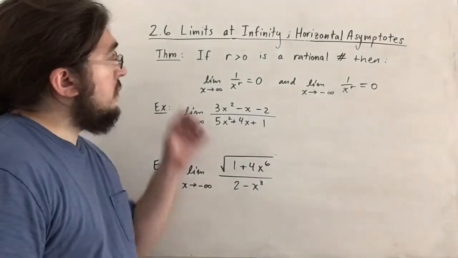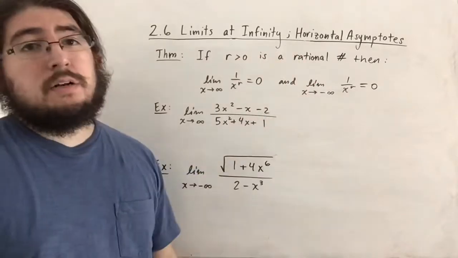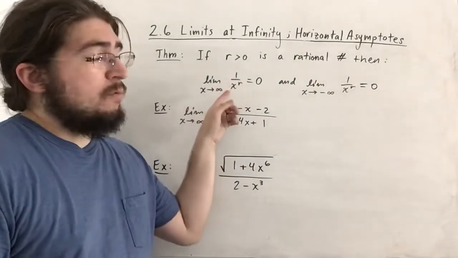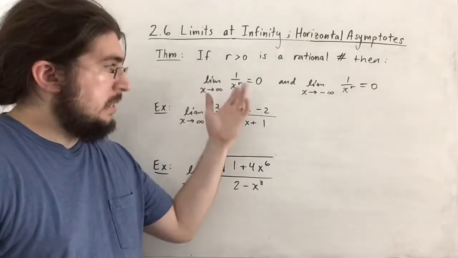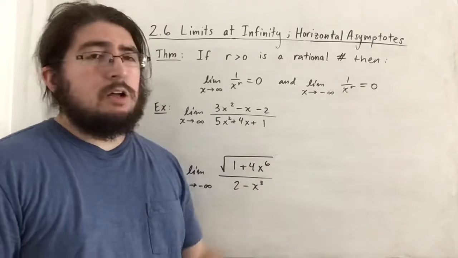Right, so here we have this theorem. If r is bigger than 0 and is a rational number, so a positive rational number, then the limit as x goes to infinity of 1 over x to the r is equal to 0, and the limit as x goes to negative infinity of 1 over x to the r is also 0.